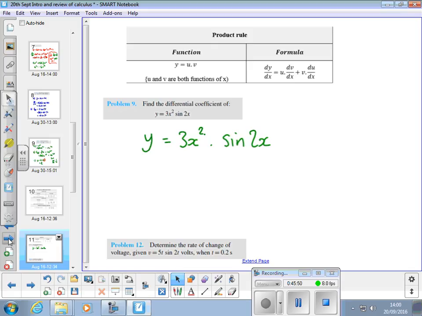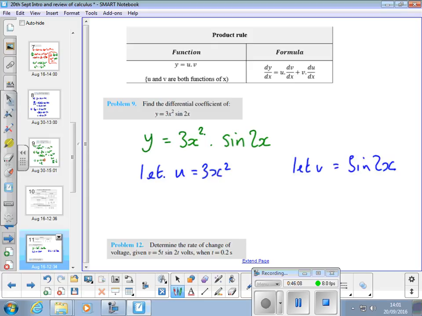Okay, so what we have to do is say let u equal 3x squared, let v equal sine 2x. So we assign the variables u and v to the two functions. And the selection of u and v is arbitrary, but they are the common ones used in maths books and texts.